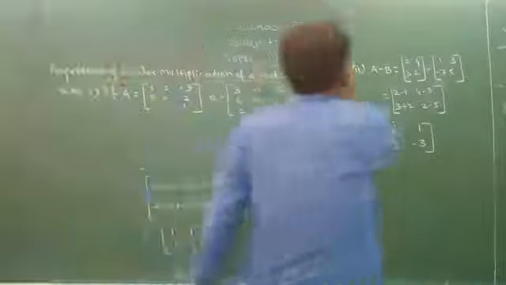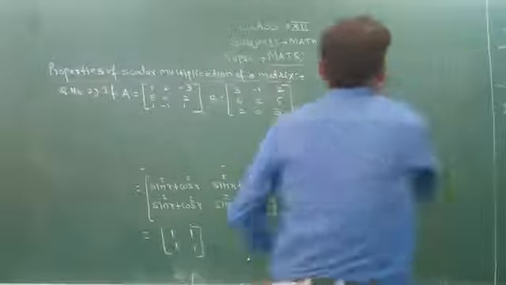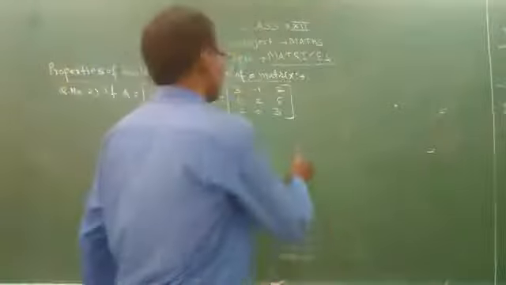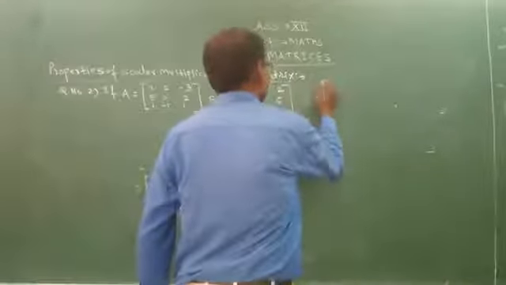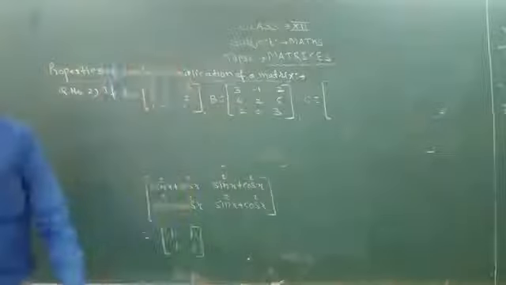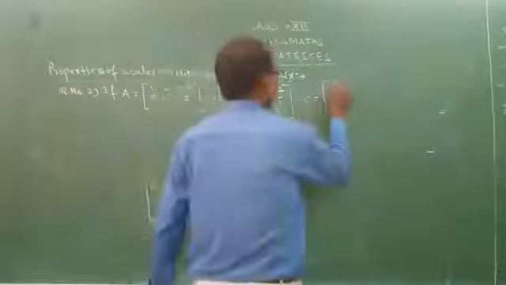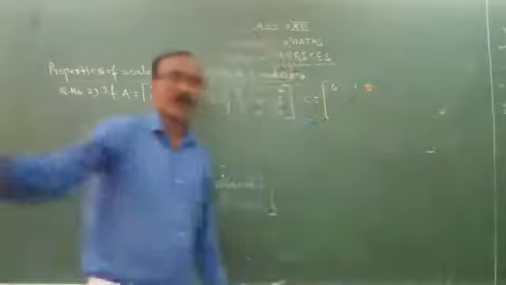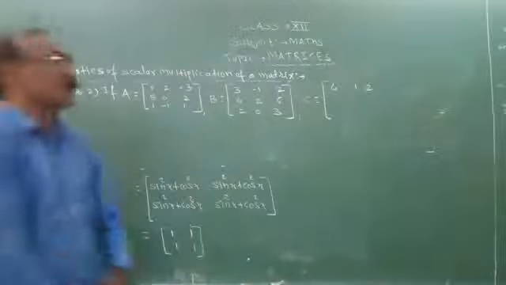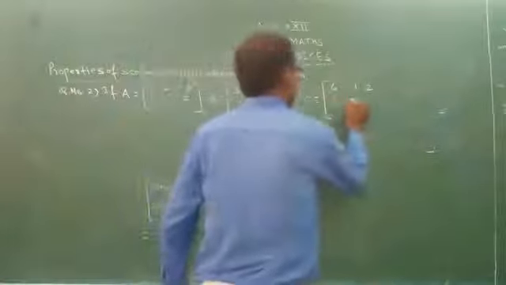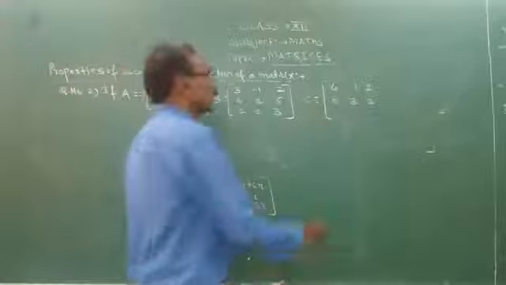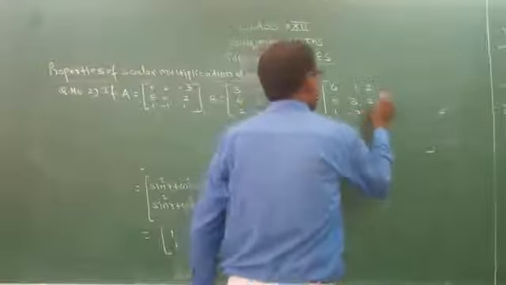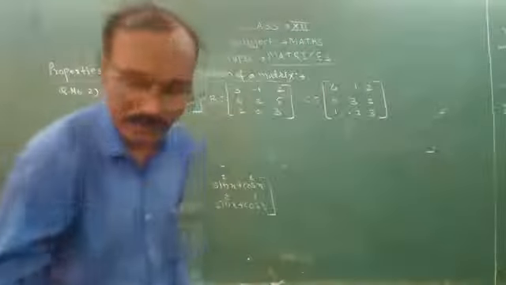I am taking one more matrix, C, equal to first row 4, 1, 2, then second row 0, 3, 2, and third row 1, minus 2, 3. So I have these three matrices here.